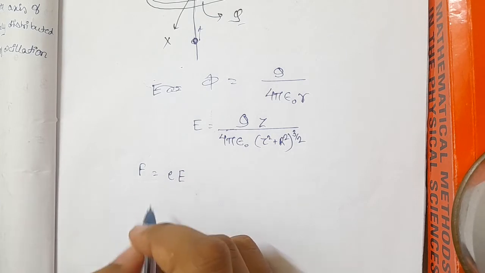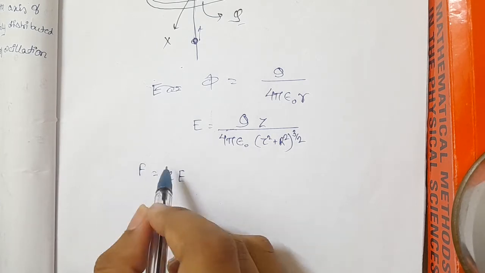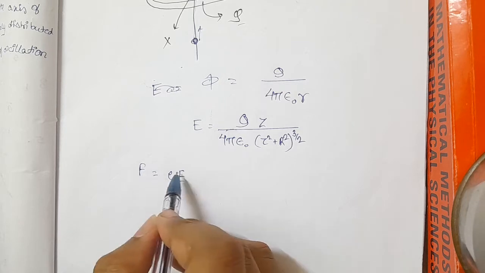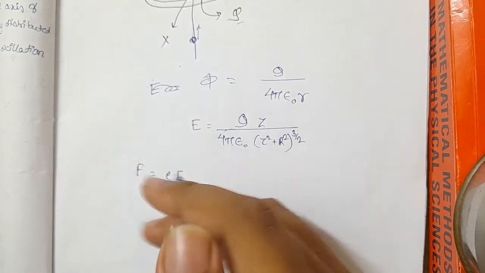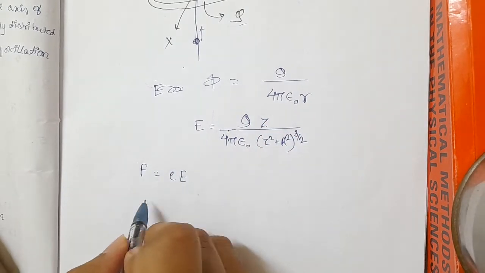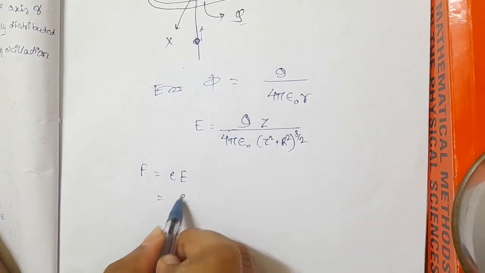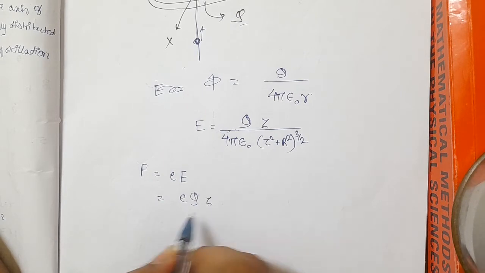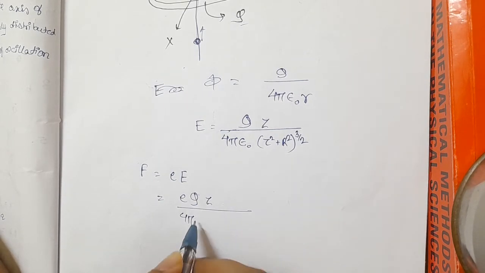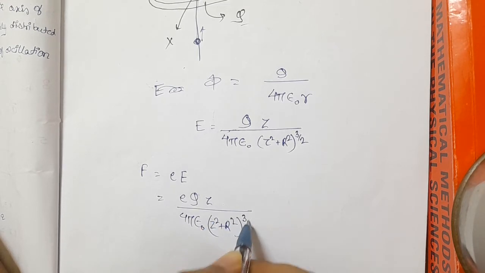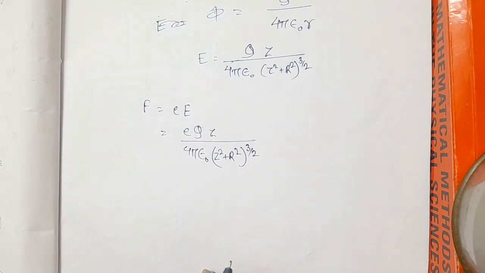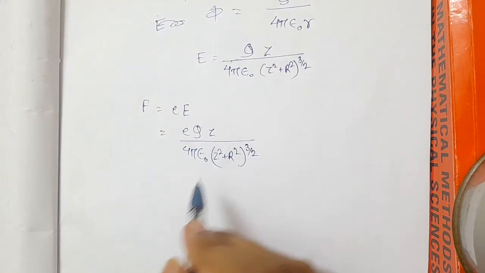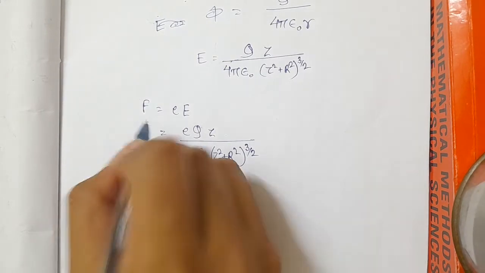I am not including the minus sign here, because if I had written it in the form of a vector, like a vector, E vector, I should have written minus to imply the opposite direction. So the force is e Q z over 4 pi epsilon naught (z square plus r square) to the power 3 by 2. Now comparing it with the form of F equals to, okay, let me write.